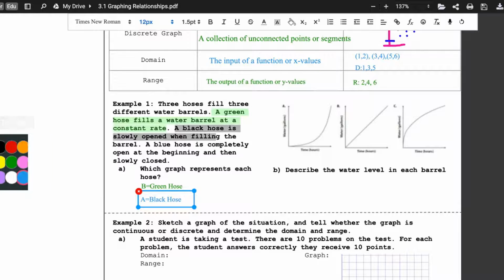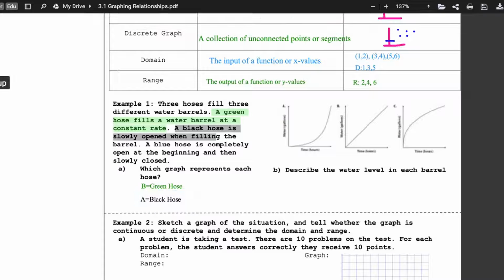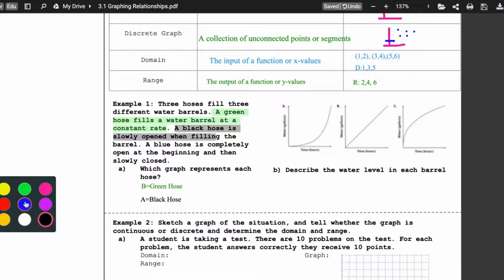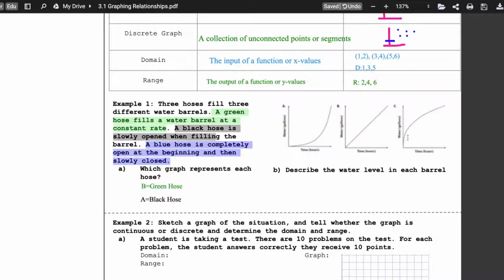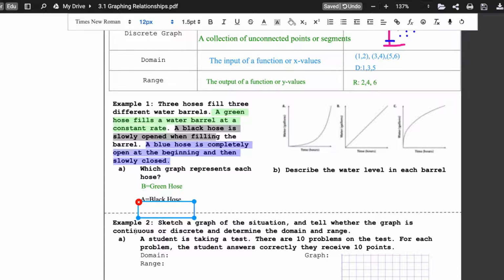All right, and then now we can actually do the blue hose. That's what I want to do. All right, so then I'm looking at the blue hose. It's completely open at the beginning, and then slowly closed. So the last one is A, but if you can kind of see that, it is open completely. So it's just like, oh man, the water bucket's filling up, and then it starts to slow down as the person turns off the hose. So C is the blue hose.